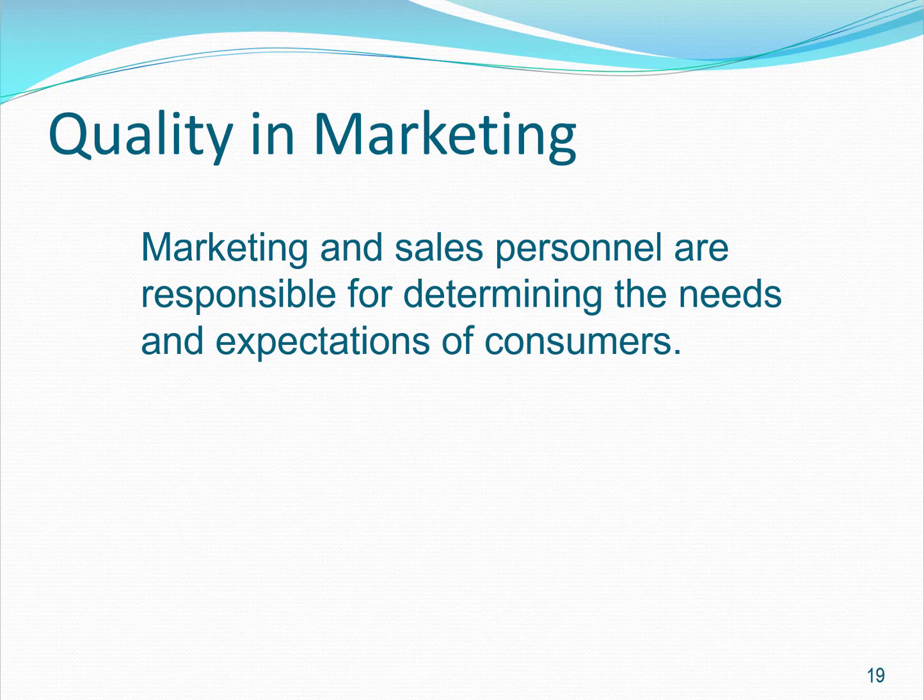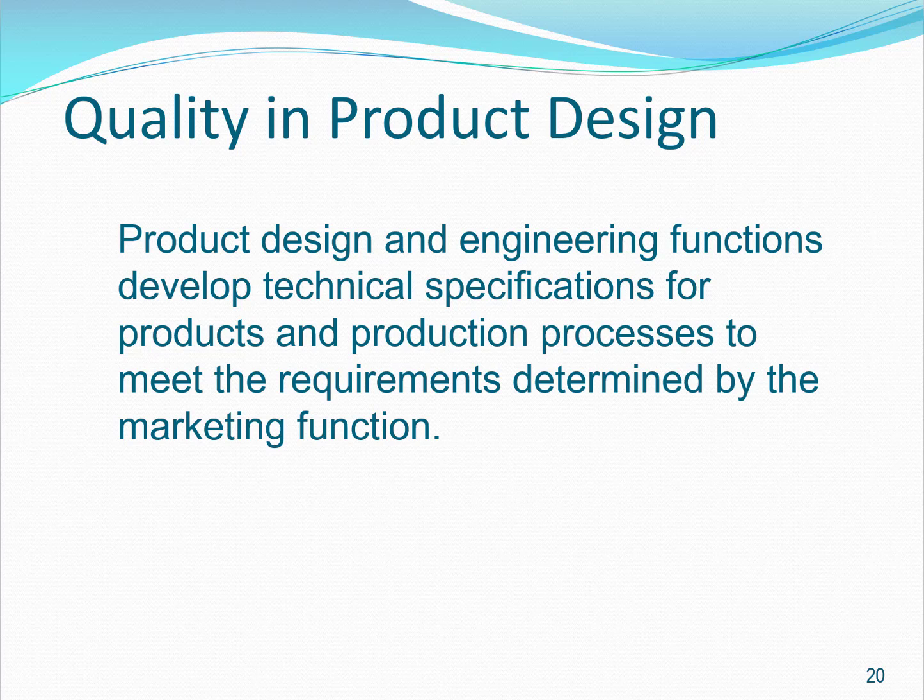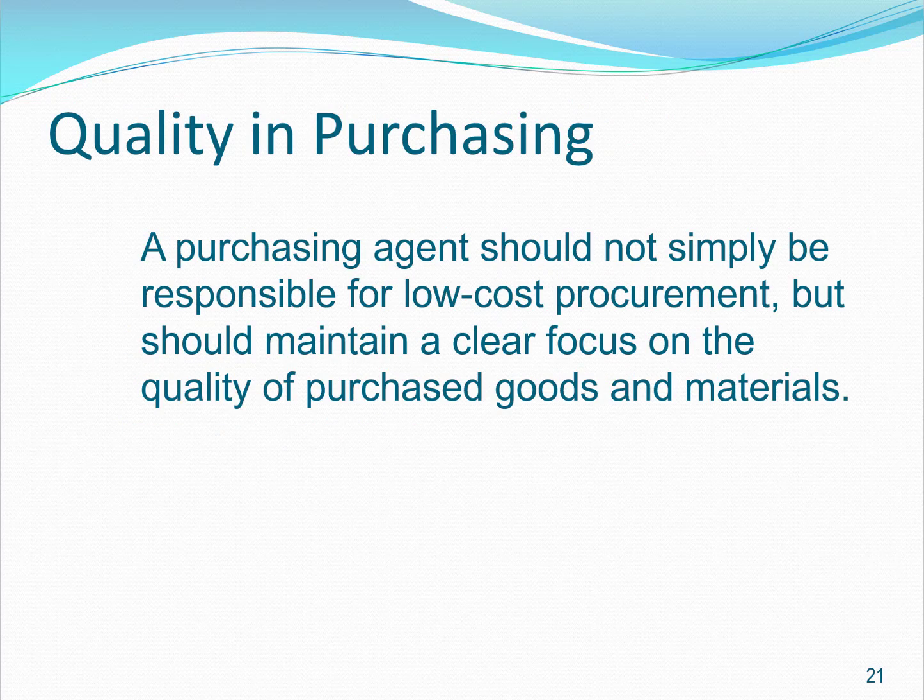So quality in marketing and sales personnel are responsible for determining the needs and expectations of the customer and the consumer. Once that's done, then we need to design the product. And so product design, we've already addressed this: concurrent engineering, design for Six Sigma, concept development, detailed design, design optimization, verification. All of those are important. And so to ensure that we meet requirements that are set by marketing function, we need to be able to make sure that our product design is done with quality in mind.